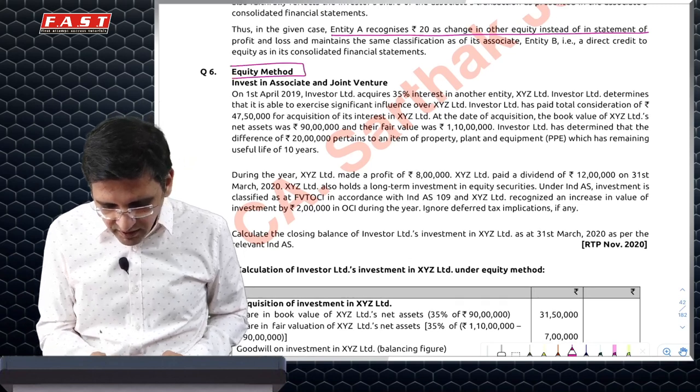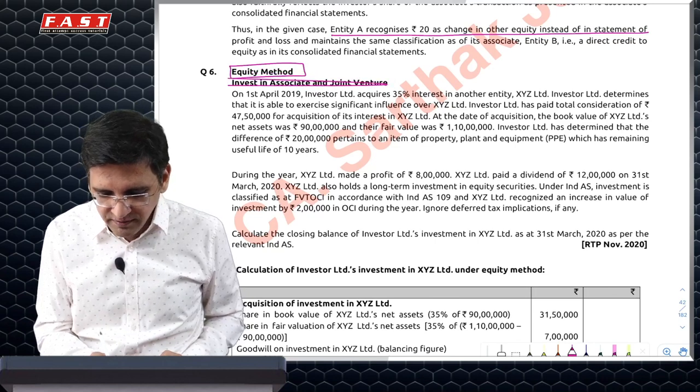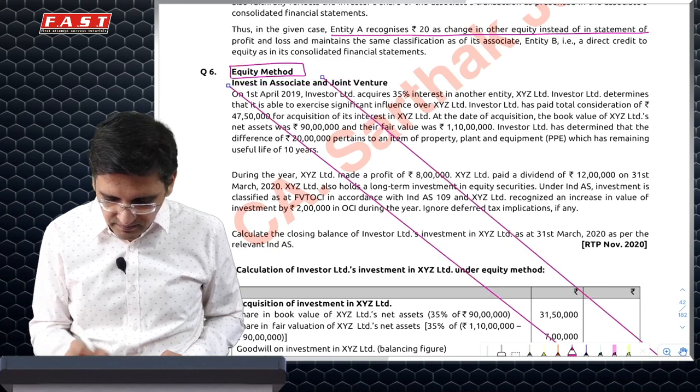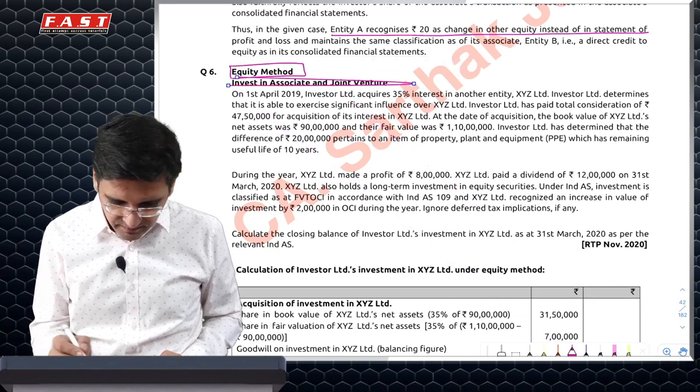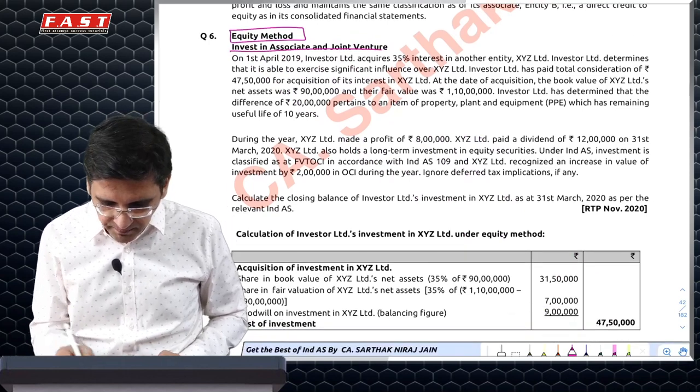Then equity method, a very common question, asked multiple times, but it does not mean it cannot be asked further, because the institute kind of loves asking questions on associate and JV repetitively.